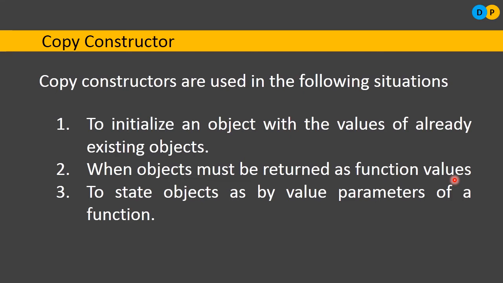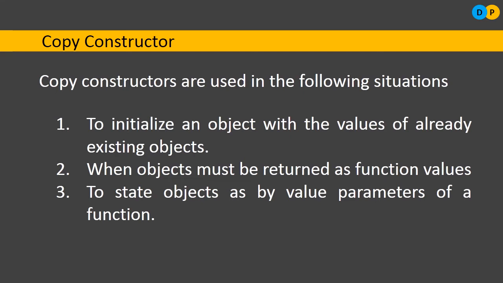Similarly, the third situation is to state objects as value parameters for a function. As we know, functions will consider arguments. There are different types of functions. Some of the functions will work with arguments. So as an argument we can also pass objects. So that's the third situation.